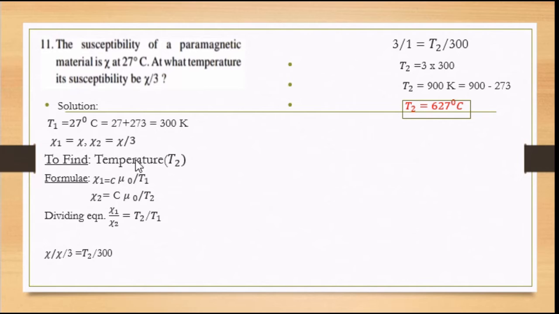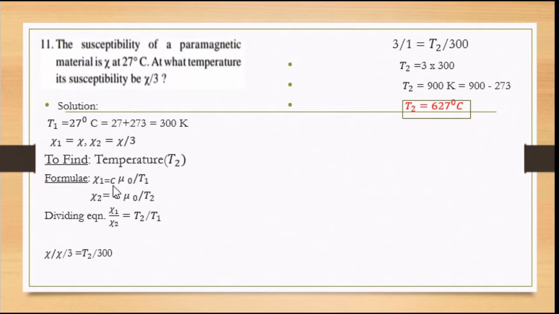At what temperature, that is, what will T2 be when its susceptibility becomes xi by 3? For this we have the formula xi1 is equal to C into mu 0 upon T1. You know that C is the Curie constant and mu 0 is the permeability of free space. In the same way we write xi2 is equal to C into mu 0 upon T2.